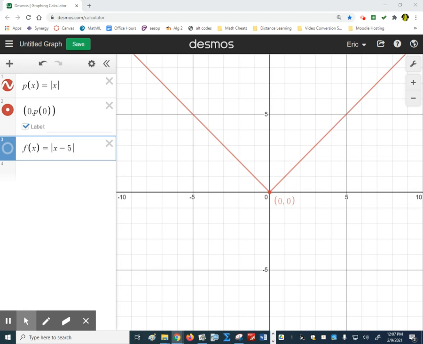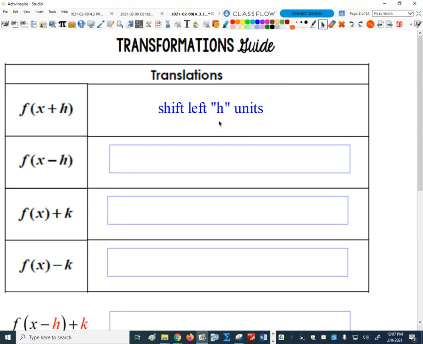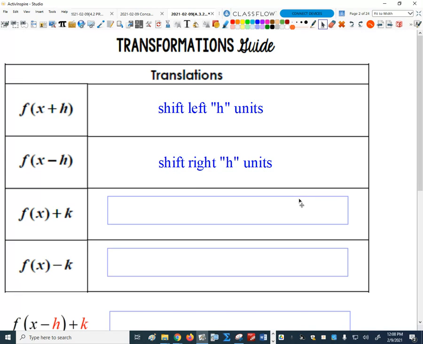Okay, there's the votes. This turned out better because look what happens. It does go right by 5, doesn't it? So again, you're subtracting from x the amount that it's moving to the right. It's the opposite of what you'd think. In other words, if I'm adding a number h to x inside the function, I'm actually going left by h units. If I subtract a number from x inside the function, I'm going right by that amount.